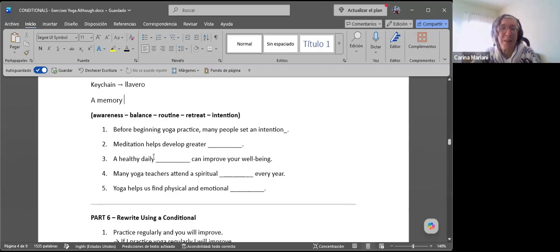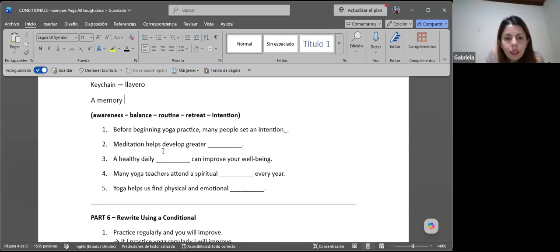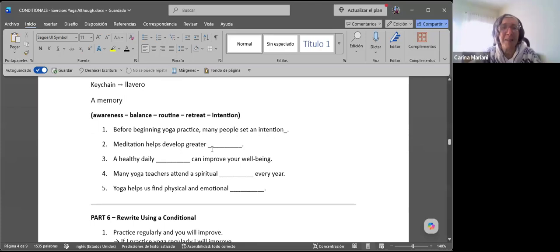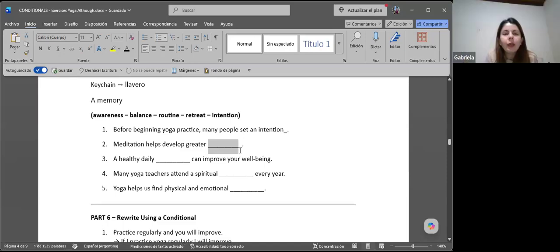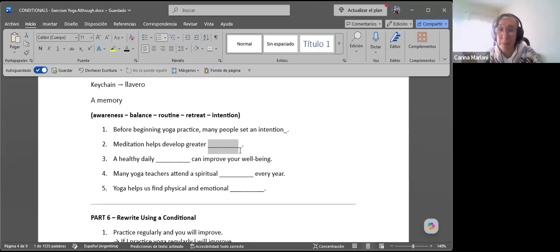Well, so let's go on with number 2. Meditation helps develop greater balance. What is the meaning of greater balance? Balance is equilibrio. Greater is mejor, más, claro, un mayor equilibrio.